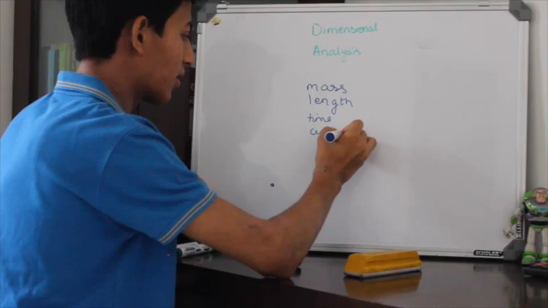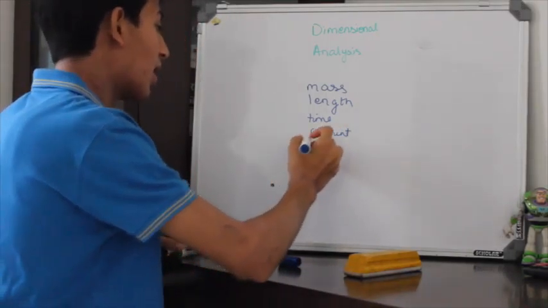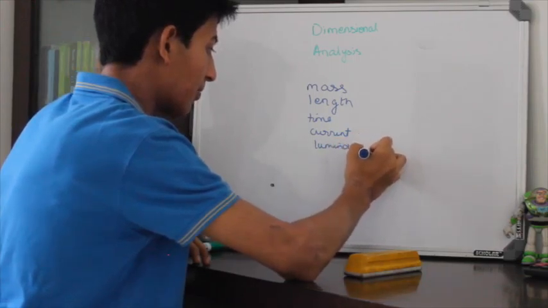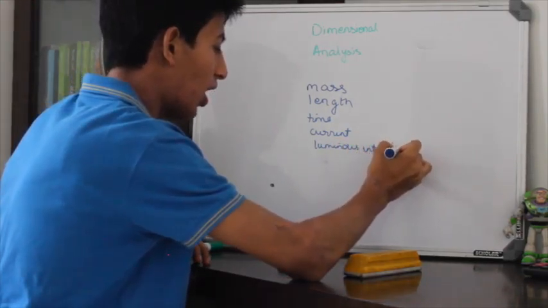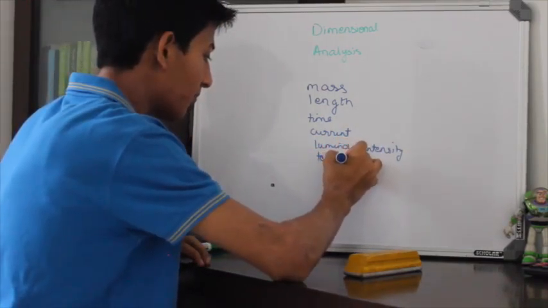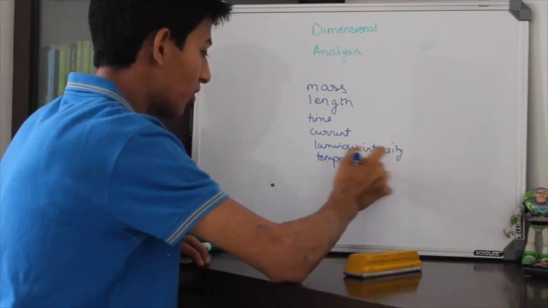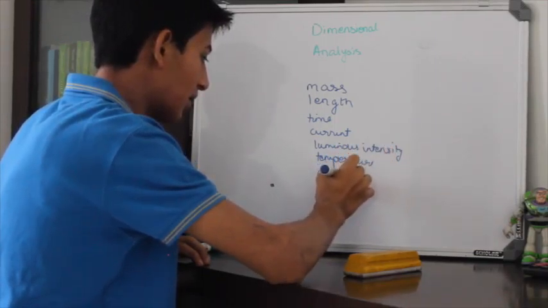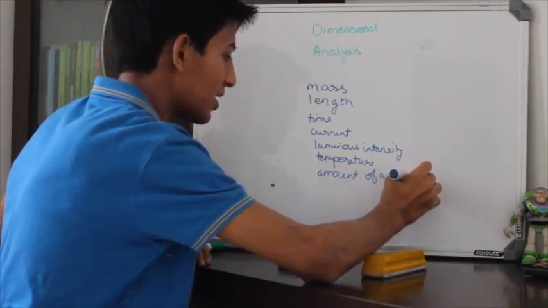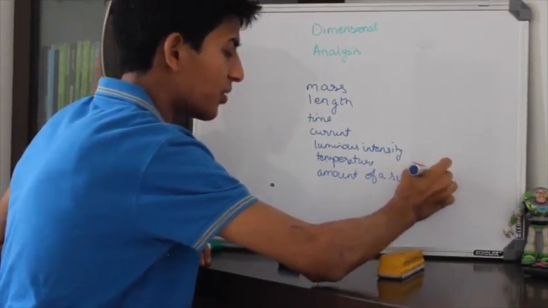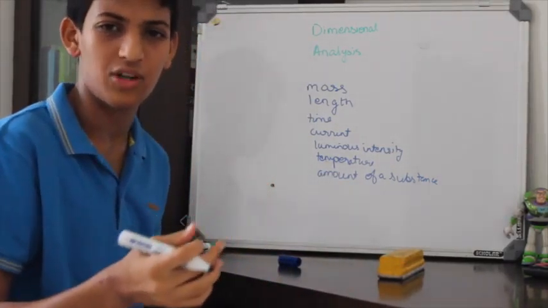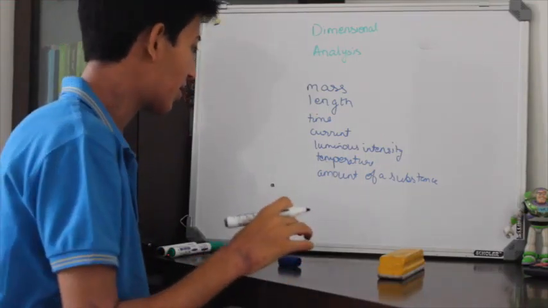current as in current electricity, luminous intensity, how hard an object shines, temperature, and amount of a substance. And amount of a substance just means how many moles it has in it, and a mole is nothing but the number of fundamental particles in a substance, like molecules, atoms, ions, etc.